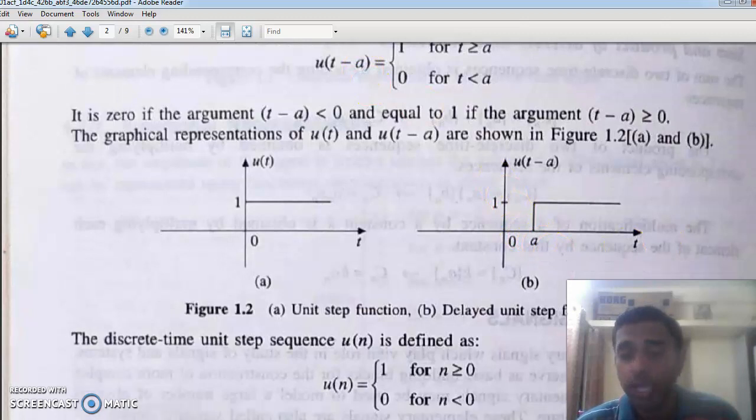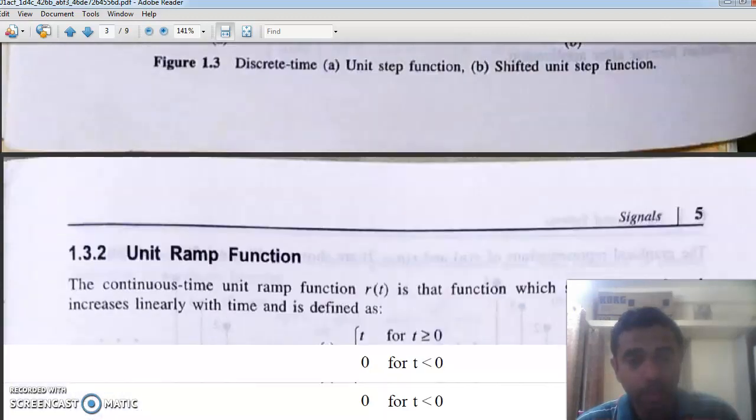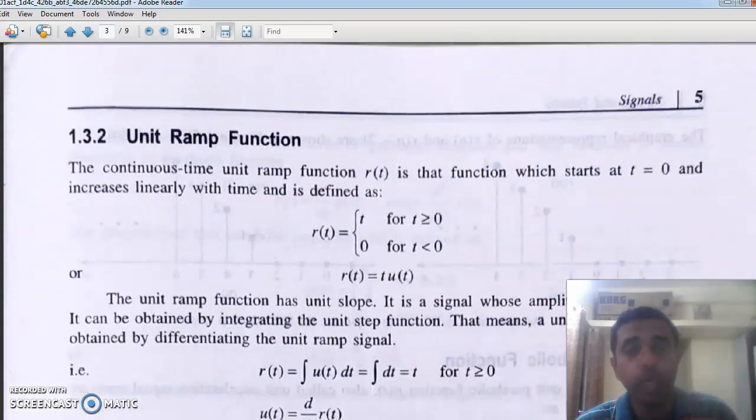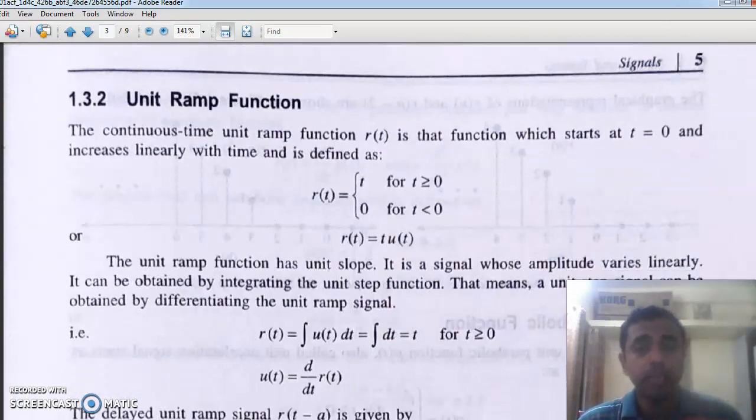Now we'll move on to the next one, that is the unit ramp function. It is represented by the simple r of t. So r of t is defined like this: the value is t for t greater than or equal to 0, and it is 0 for t less than 0.